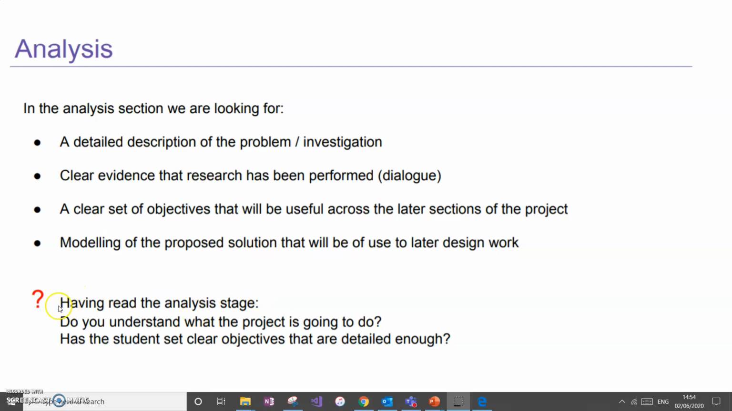Okay, the key questions that you should be asking yourself when you're reading these projects and once you've read through the analysis are: do you actually understand what the project is about and what the project is going to do, and do you feel that the objectives that the students have written are detailed enough and specific enough?